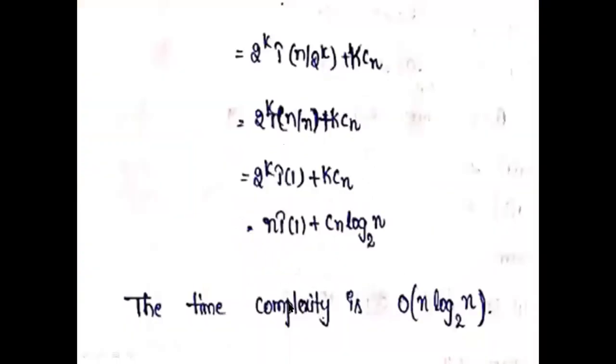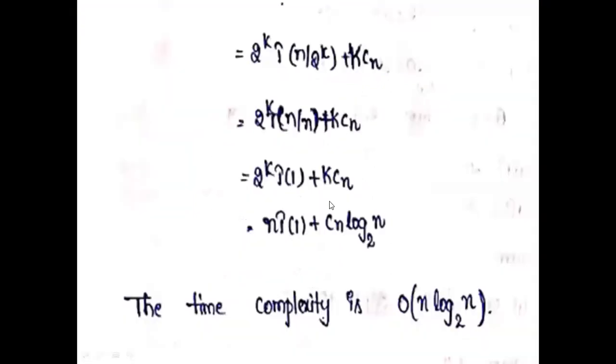So the generalization: 2 power k into T of n by 2 power k plus k into Cn. So 2 power k into T of 1, where n equals 2 power k, so n by n equals 1. So 2 power k means n, T of 1, k into Cn, and k means log n base 2. In the previous slide we showed k equals log n base 2. So the time complexity is n into T of 1 plus Cn log n base 2.